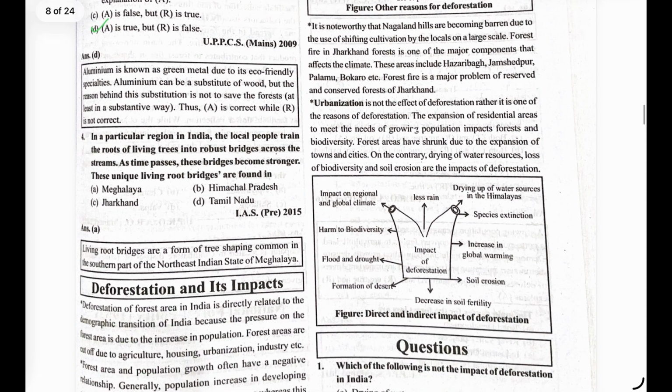Next, in a particular region in India, the local people train the roots of living trees into robust bridges across streams. As time passes, these bridges become stronger.